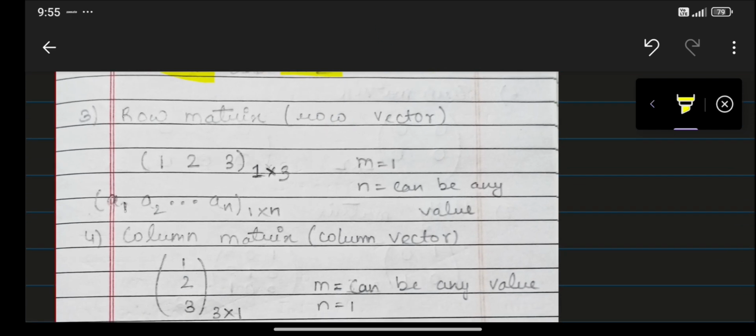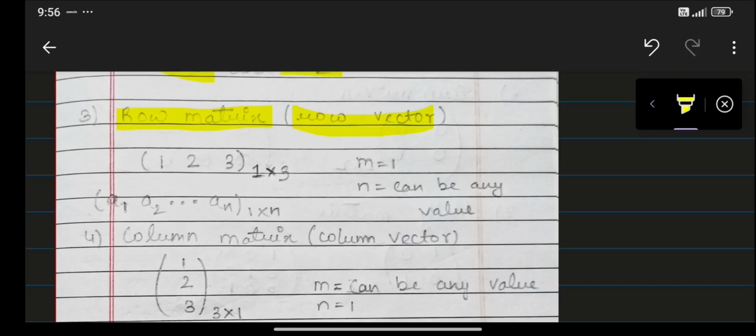Now the third kind of matrix is the row matrix, often called the row vector, right? As I said in my previous video, when we study vectors in our further lectures, we will look more deeply at row vectors and column vectors, and why such a representation is called a row vector and a column vector. We will clearly look at it in our lectures on vectors, right?